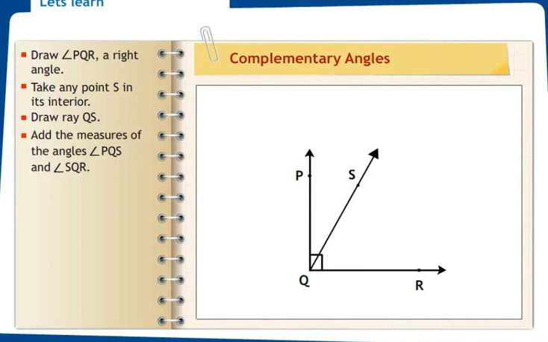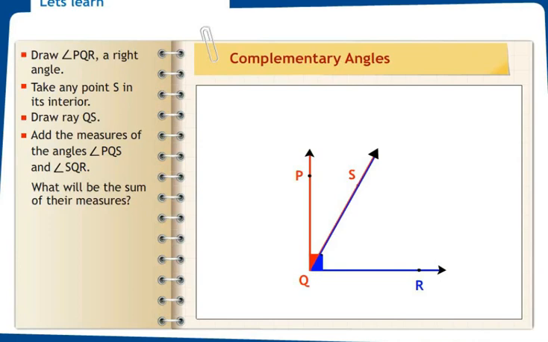These two angles are an example of adjacent angles too. Why? Because they have a common vertex point Q, they have a common arm QS, and angle PQS and angle SQR both have separate interiors. So they are a pair of adjacent angles. You can see how the interiors are separated.